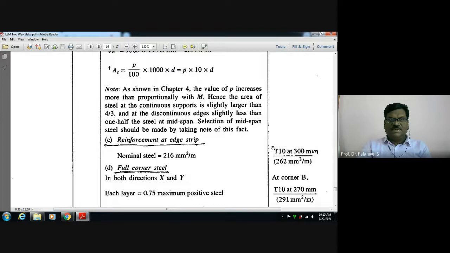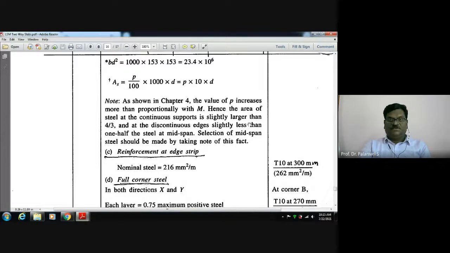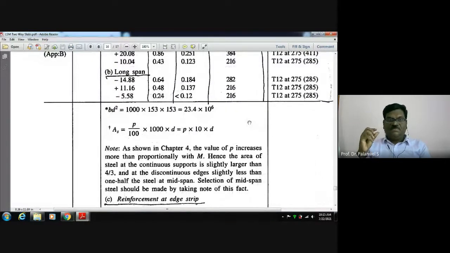Just a note has been written, which I have shown in chapter 4. The area of steel at the continuous support is slightly larger than 4/3, and at a discontinuous edge slightly less than 1/2 of the steel at midspan. Selection of midspan steel should be made by taking note of this fact. That is the design for positive bending moment. Midspan steel is important. Once you know that, you can follow this thumb rule and determine the steel at other places without doing all this calculation.